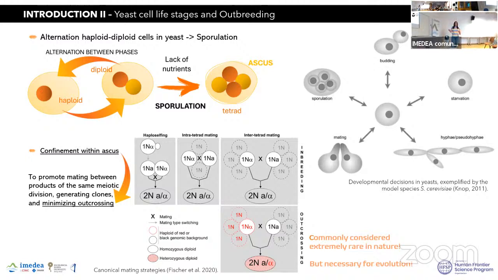What about outbreeding? It is quite the same as intertetrad mating, but the thing here is that the strains are different, so there is a mix between different strains. The confinement within the ascus promotes mating between the products of the same meiotic division, because inside the ascus it is a tight environment, so it's easy to generate clones. Of course, this minimizes outcrossing. Outcrossing is commonly considered extremely rare in nature, but also necessary for evolution.